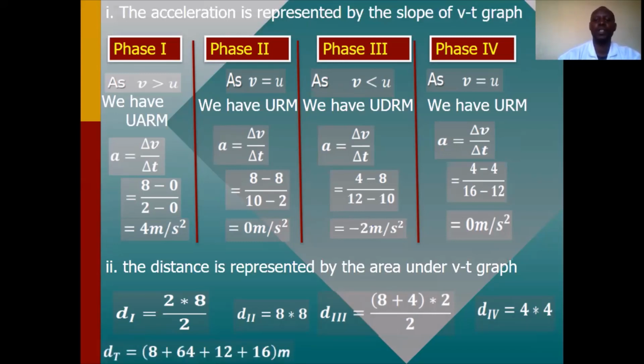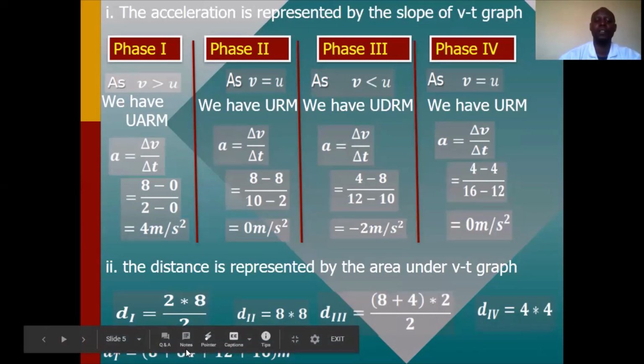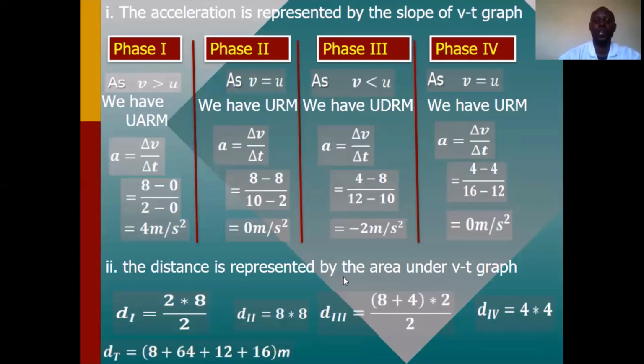Finally, the total distance will be the sum. It is 8 plus 64 plus 12 plus 16. It means D1 plus D2 plus D3 plus D4, which is 100 meters.